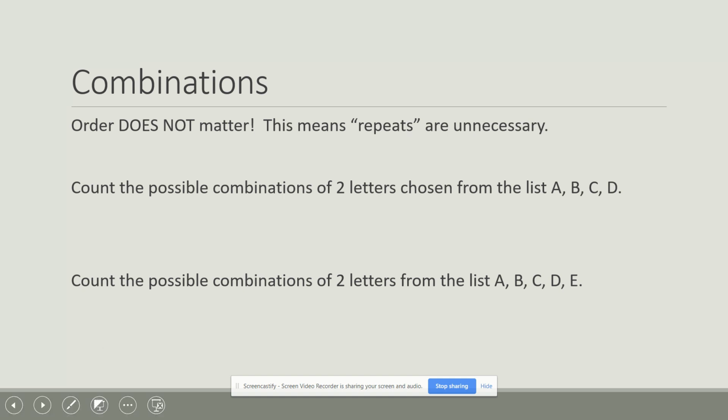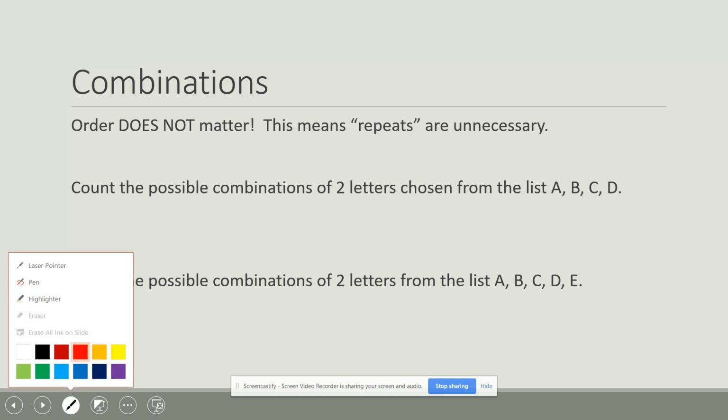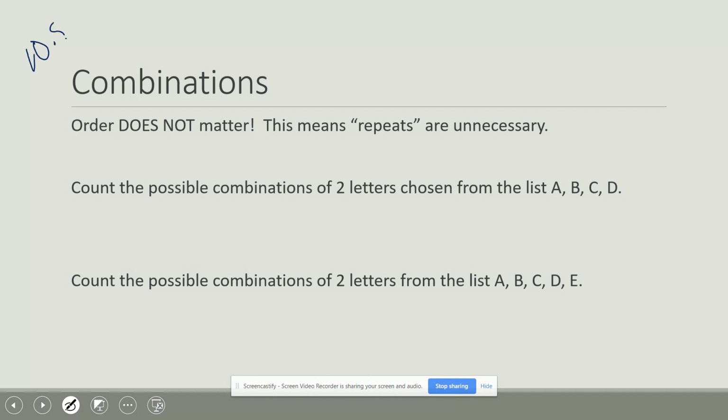Hello again, everybody. We're going to finish up these 10.5 notes. We started with permutations yesterday where order mattered. Today we're going to talk about combinations where order does not matter. And this also means that repeats are not necessary.